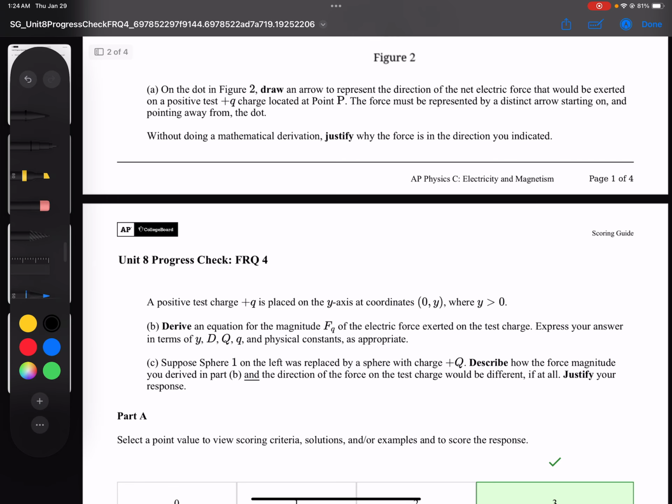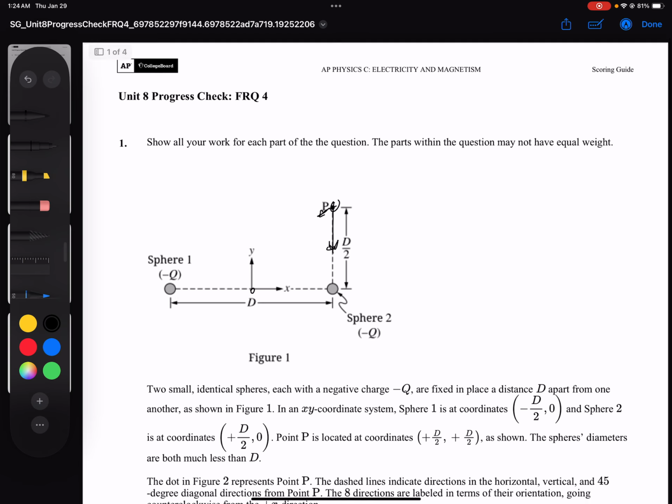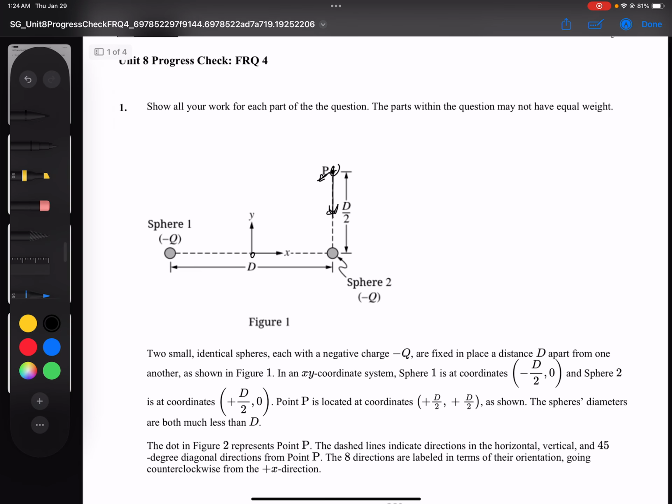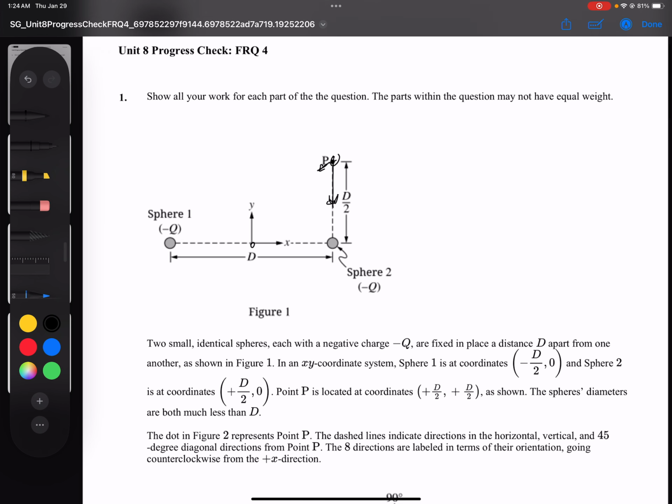Justify why the force direction indicated, because I did a vector sum of the components, right? So I have these two vectors. I do the vector sum to get the net force on the charge, and it's going to lie between 225 and 270. And you could calculate it if you wanted to, right?